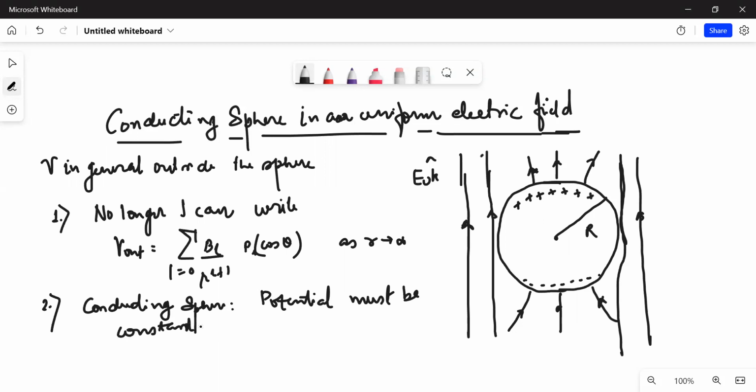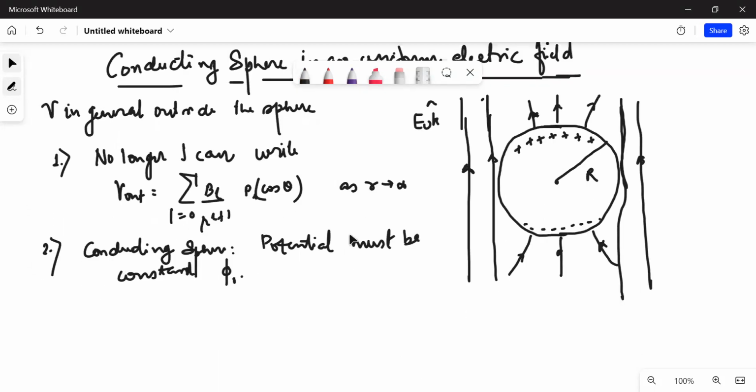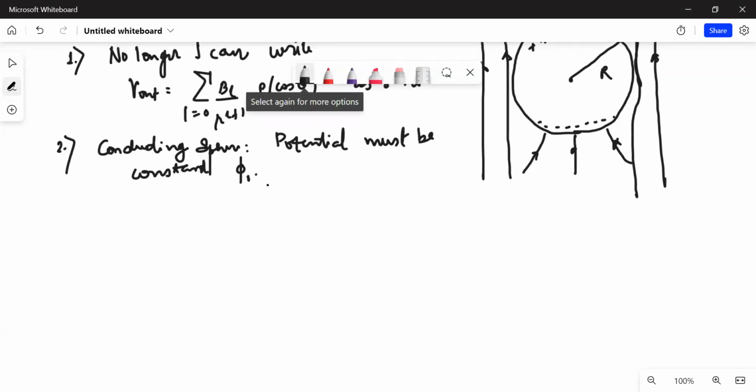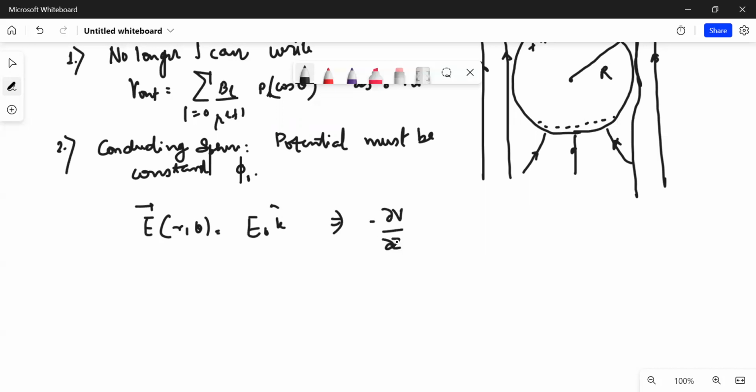Although I uploaded one other lecture called Griffith's approach, in which Griffith has taken the potential to be 0, I'm not taking it as 0. I'm taking it as a general phi naught here. So now let us solve this problem given these two conditions. Since the electric field extends all the way to infinity, I'll write it as E naught k cap, and I know that my potential in general would be of this form. I can write V as a function of z, that is, minus E naught z plus C. Is that clear?